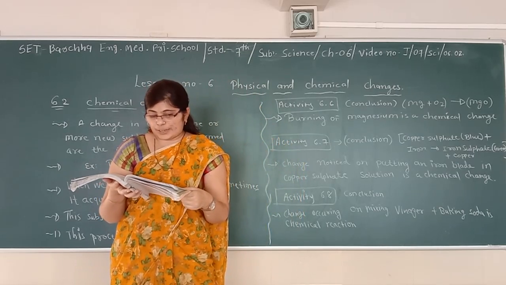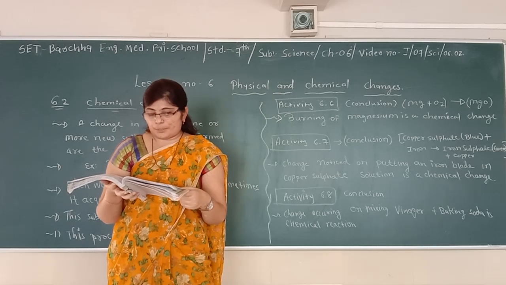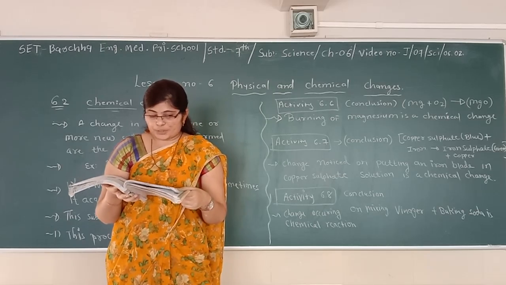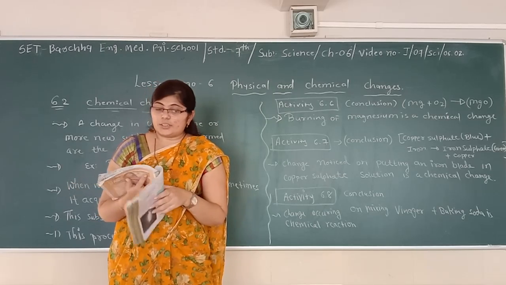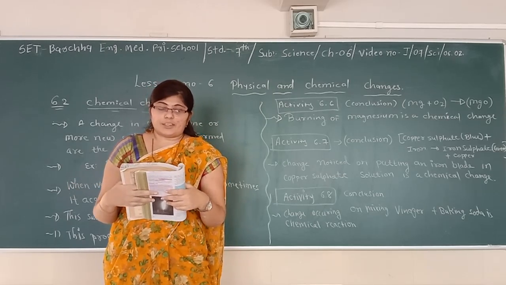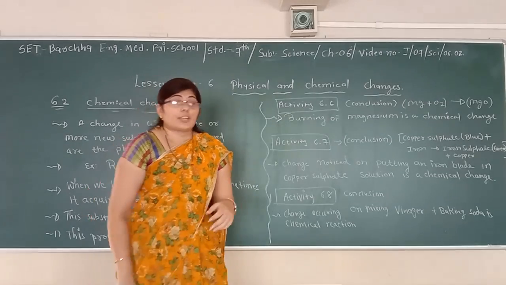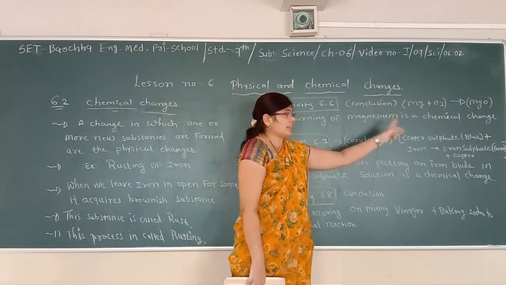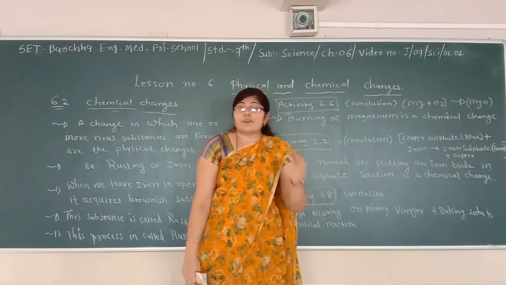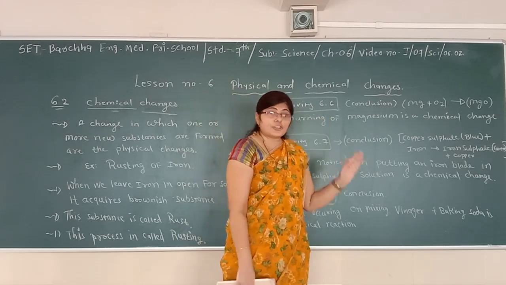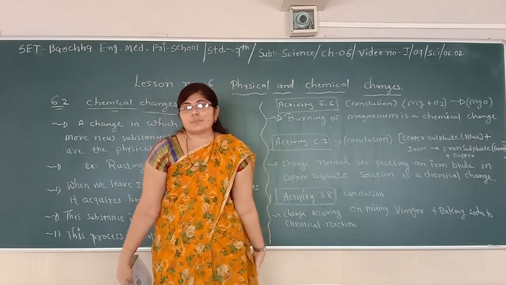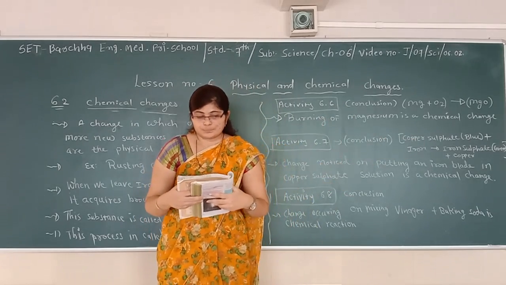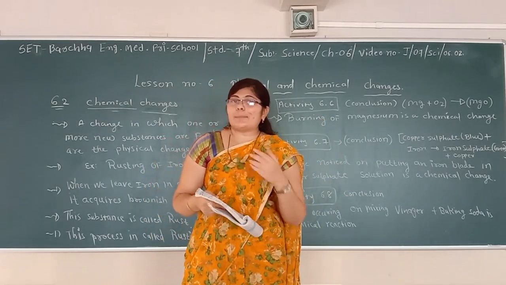So magnesium oxide is a new substance formed by burning of magnesium. Magnesium hydroxide is another new substance formed by mixing magnesium oxide with water. When you mix magnesium and oxygen, it becomes magnesium oxide. But when you add this magnesium oxide to water, it becomes magnesium hydroxide. So this one is also a chemical change.